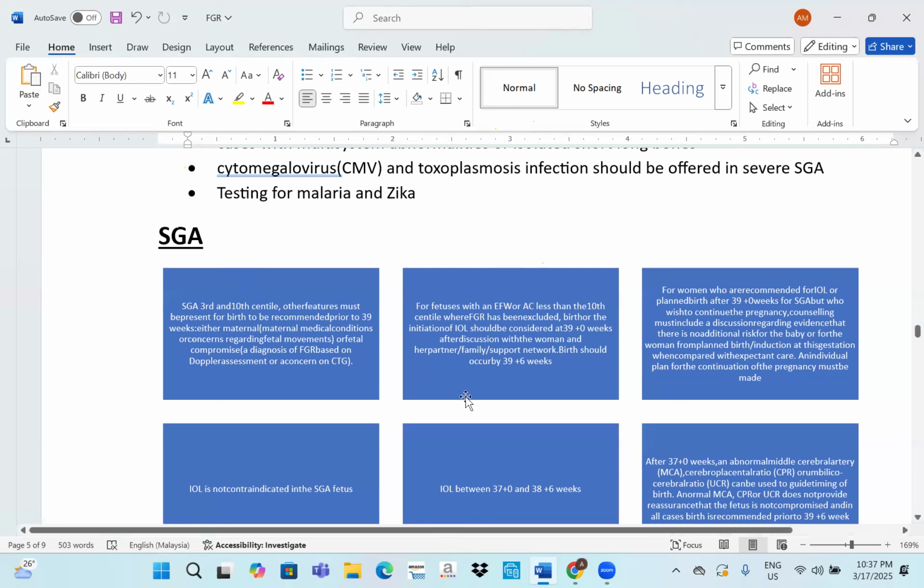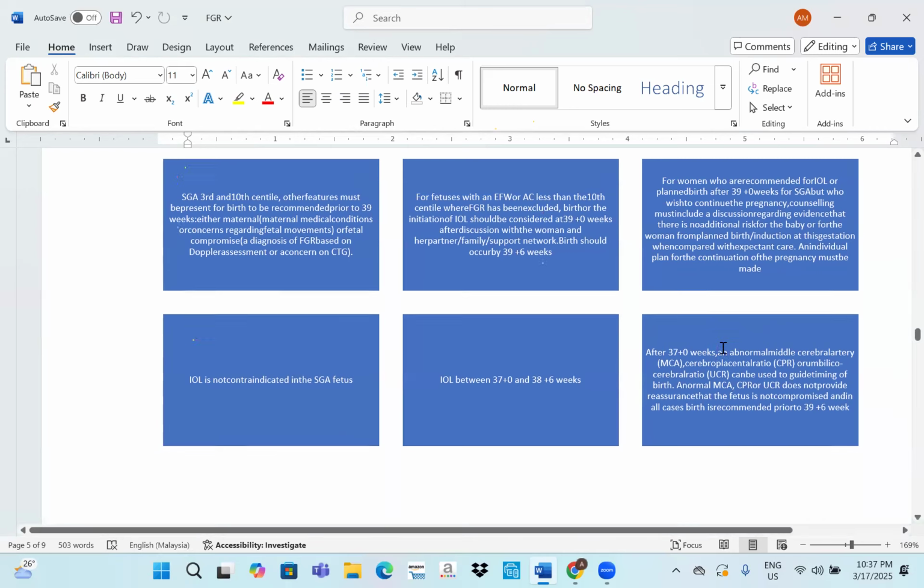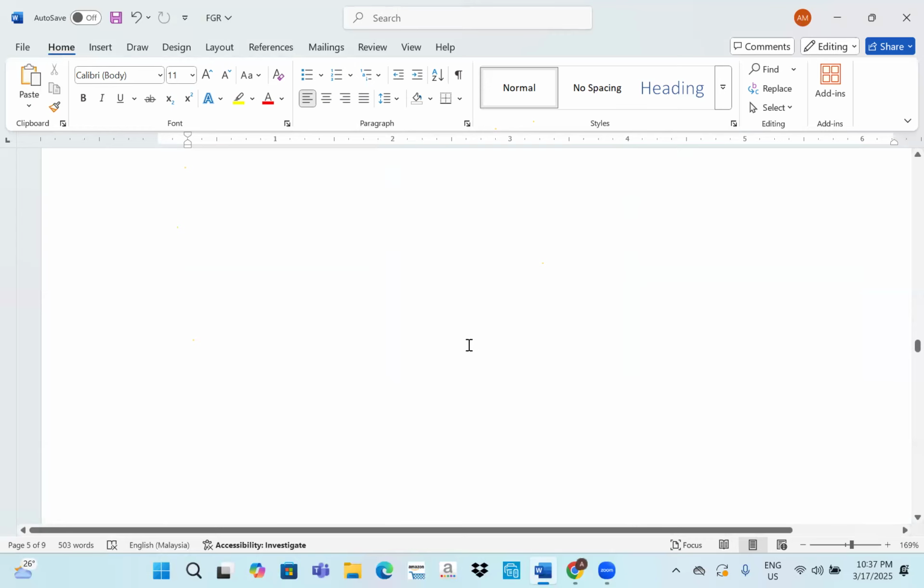But they can ask about this thing as well, that the patient is an SGA and after 39 weeks she's still not willing for the induction of labor. Then you can say that we can respect the wishes of the patient and can offer her expectant management, and then there should be an individualized management plan. Induction of labor is not a contraindication for an SGA fetus. Induction of labor between 37 to 38 plus 6 weeks is for FGR. Okay, for the FGR fetus.